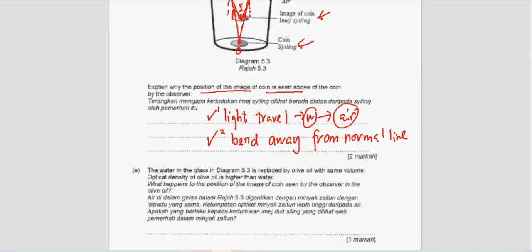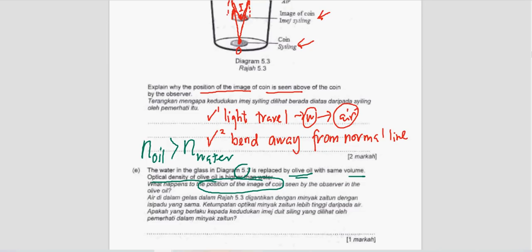E, when the water in the glass in 5.3 is replaced by olive oil with the same volume. Okay, so the optical density of olive oil is higher than water, which means that the refractive index of olive oil is bigger than the refractive index of water. Now the question is asking, what happened to the position of the image of the coin seen by the observer? What happened to the position if you replace the liquid with a denser liquid?